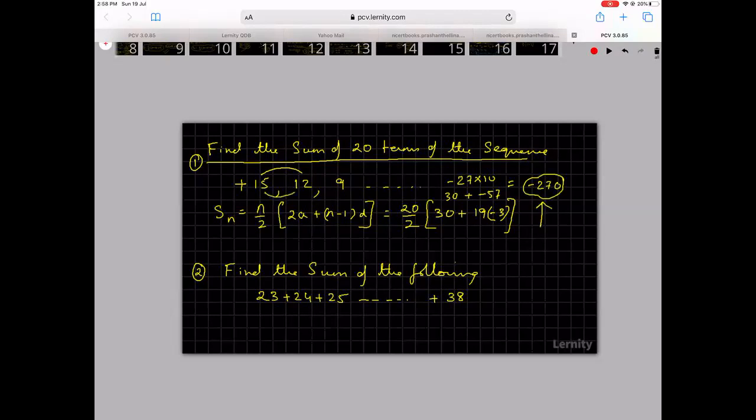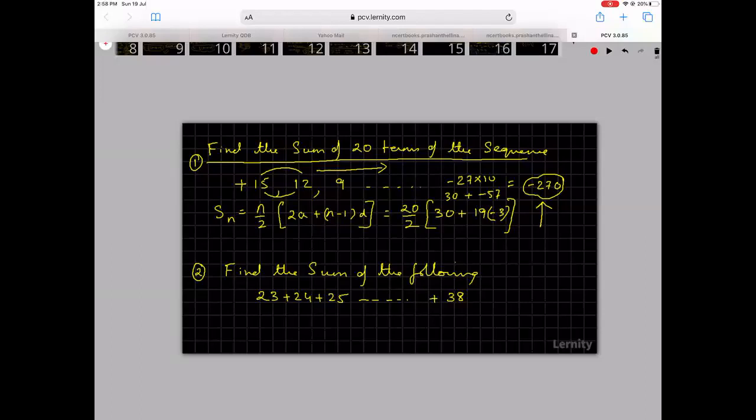The common difference between them is negative, minus 3. It is not plus 3. Oh, that is how you all said 870. So this is a decreasing sequence.